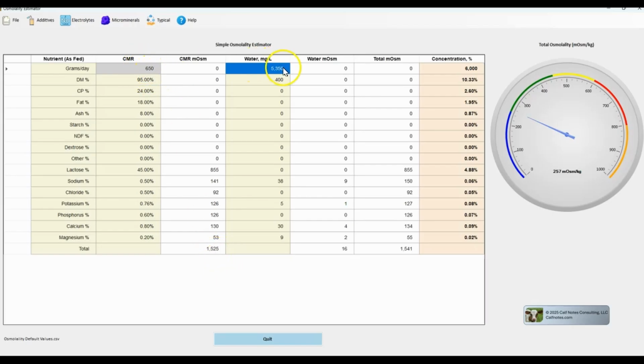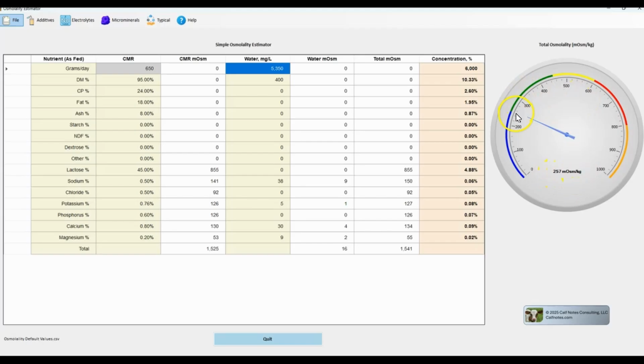The water contains a little bit of solids and a trace of sodium and calcium. You can likely get these numbers from water tests taken on the farm or from some standard values. Note that the contribution of milliosmoles from water is generally very small. In this example, there are only 16 milliosmoles contributed by the water. So the total then is 1,541 milliosmoles, almost 900 of them coming from the lactose in the mix. And we can see that the osmolality in this example is 257 milliosmoles per kilo.